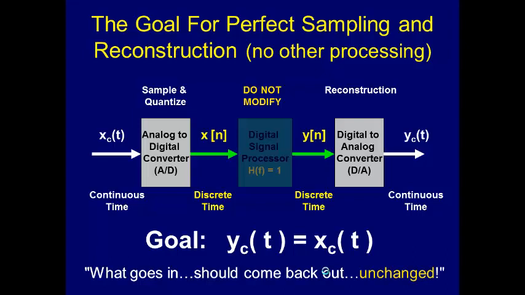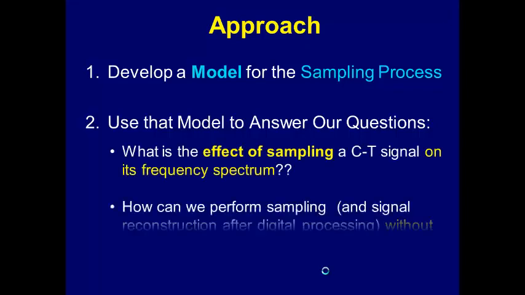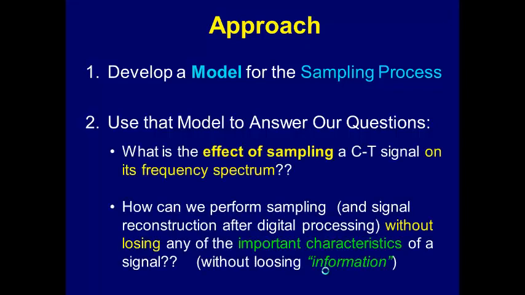To figure out how to do that, we need a model for this sampling and this reconstruction process. Let's start over here with the sampling process. So we'll develop a model for that process and then use that to answer those basic questions that we said, like what is the effect of the sampling process on our signals, and how do we do that in a way that we don't lose any information?